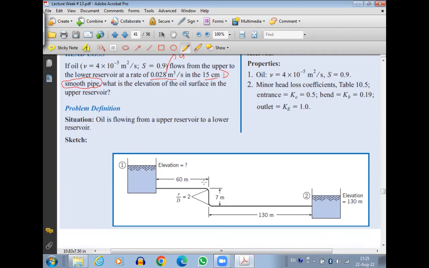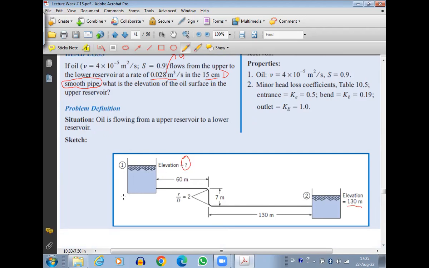You have a 60-meter pipe. Then you have a bend. Then you have a 7-meter pipe. Then you have another bend. Then you have a 130-meter pipe, and then it is connected to the second reservoir. The second reservoir top elevation is 130 meter. The first reservoir elevation is unknown, which we need to find out.